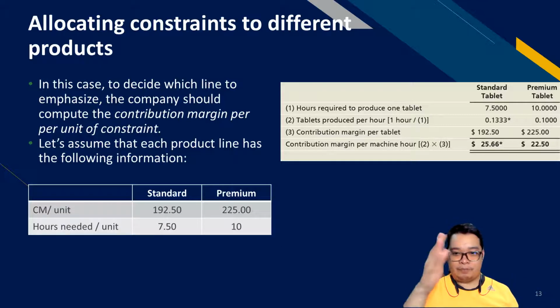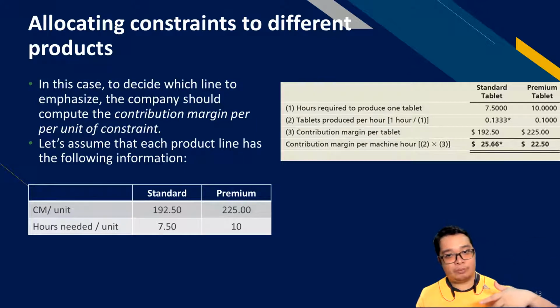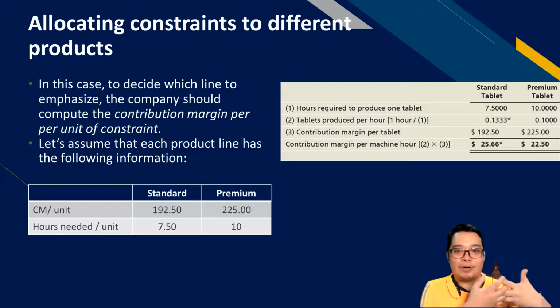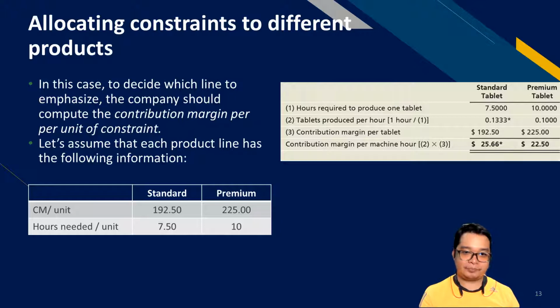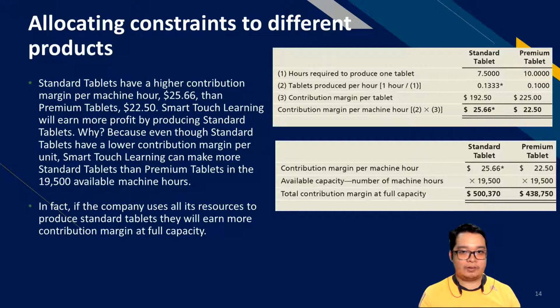Okay? So based on production information and management accounting information, it's better that you allocate the resource to standard tablets. However, marketing has to come back to you and say, I cannot sell all of that, I can only sell this much. If you combine those two pieces of information, you will know how many standard tablets to budget. So, standard tablets have a higher contribution margin per machine hour.